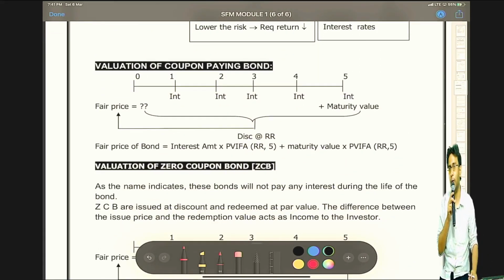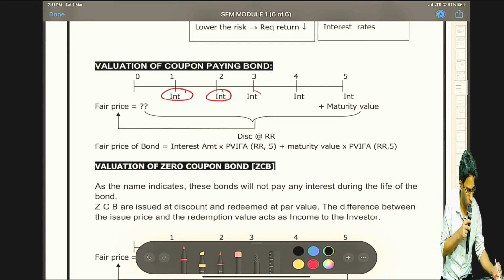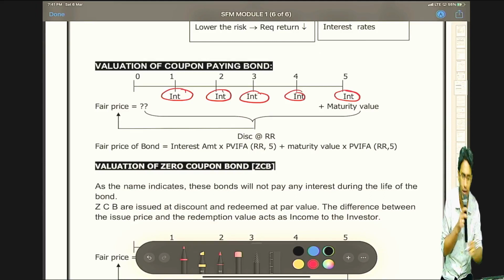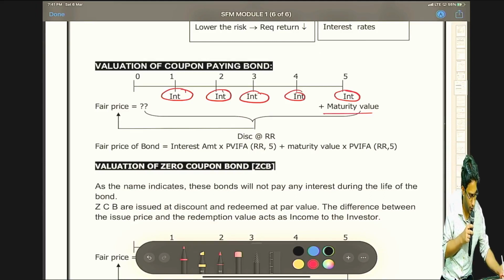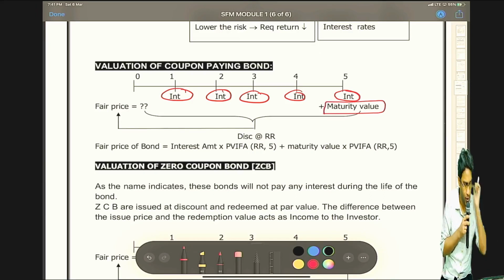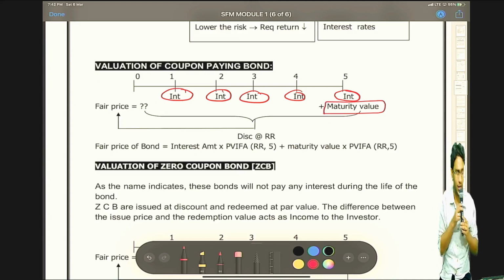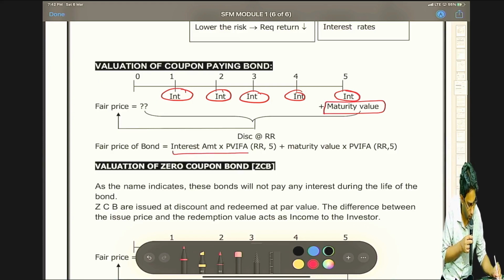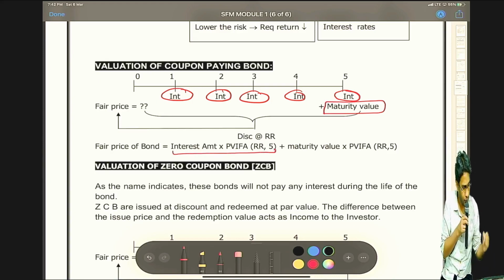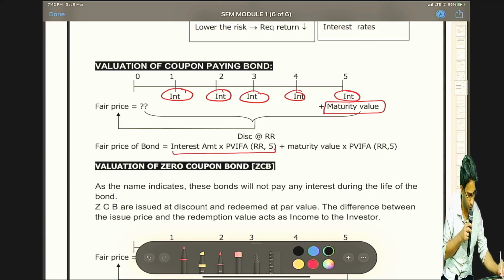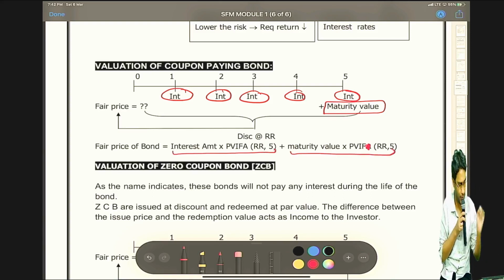Coupon paying bond. Coupon paying bond means a bond which is giving interest every year. So 1, 2, 3, 4, 5 years it will pay interest. 5th year ending it will give us maturity value. How to get the value of this bond? Discount everything to today. Since all the coupon amounts will be same, that is an annuity cash flow. So I am multiplying it with annuity factor. Maturity value is a single period cash flow. So I should multiply it with PV factor, PVIF.